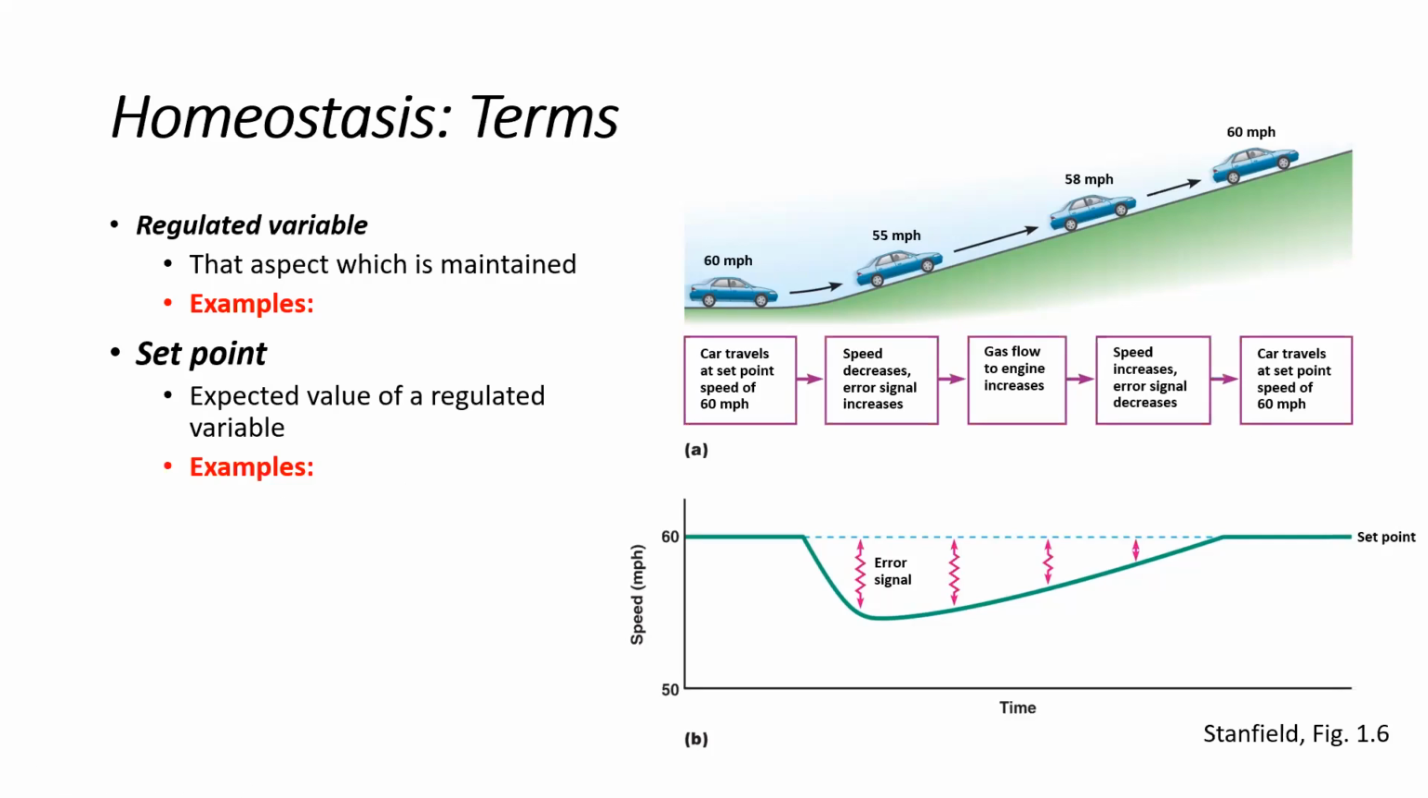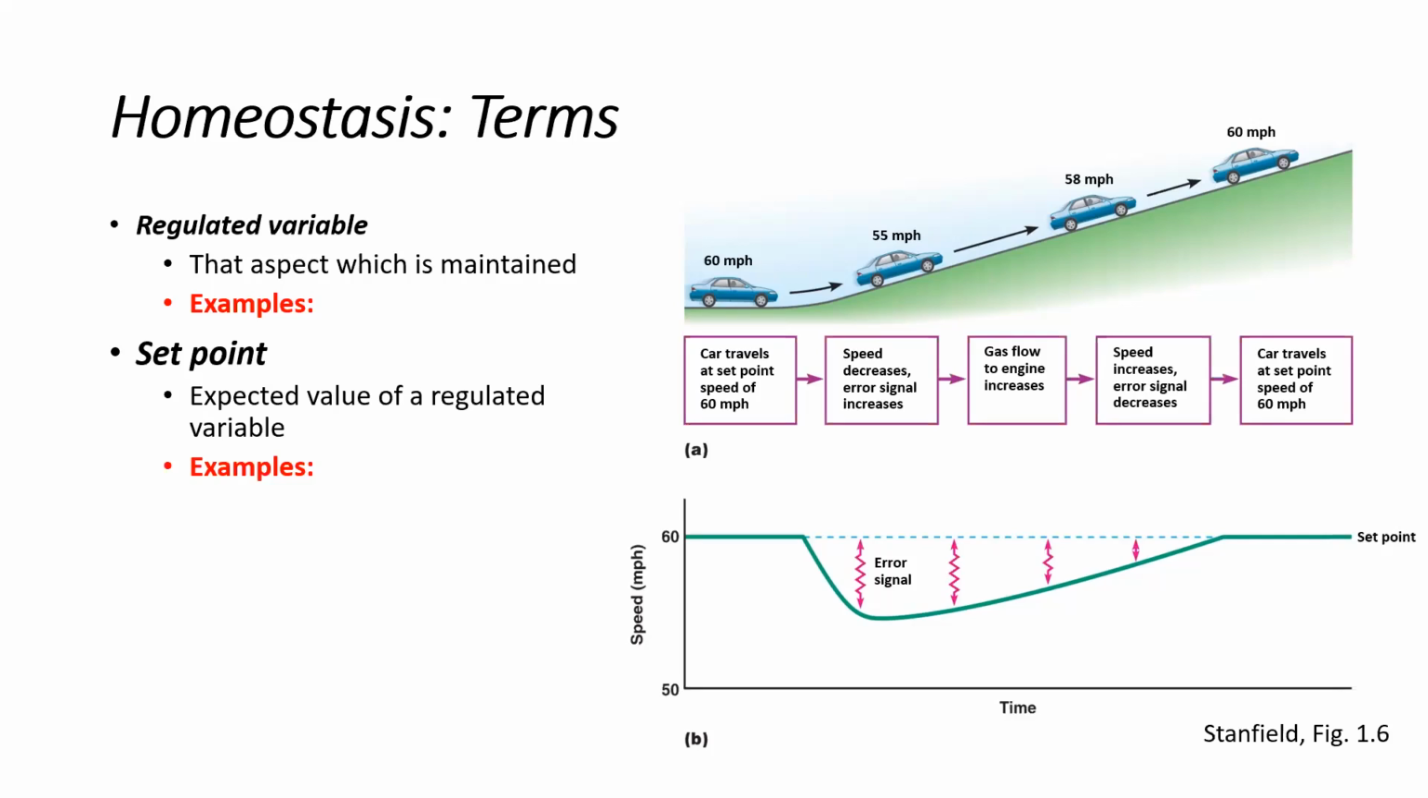The regulated variable, that is the aspect that we wish to maintain. In our example here, it's the speed. But in our physiology, we want to think about things like blood pressure, which I mentioned before, things like heart rate, things like body temperature, things like our plasma volume, right? Those are some of the regulated variables in our physiology.